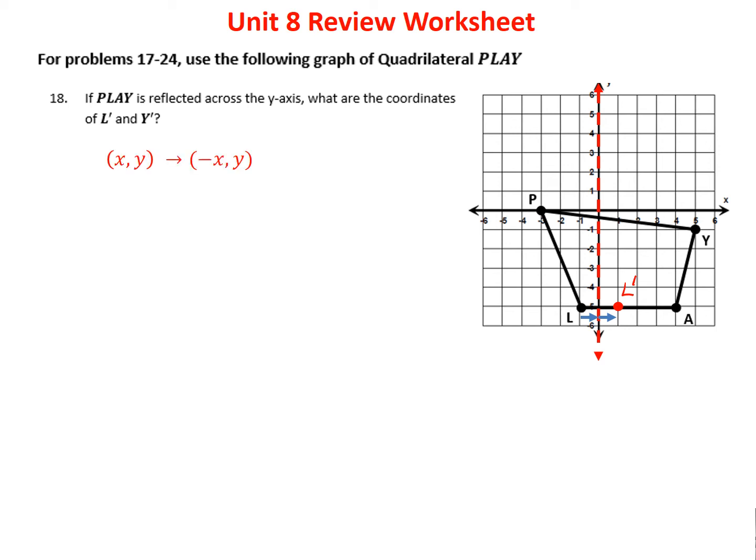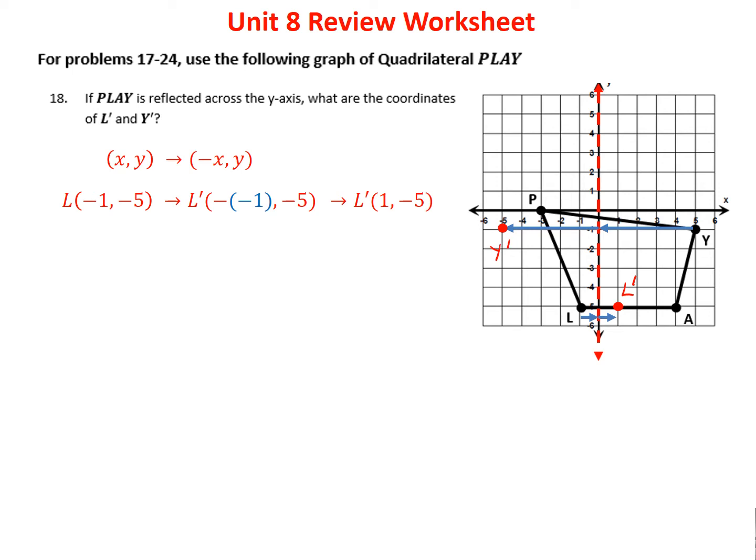Let's check it out with the coordinates, though. If I put in 1, minus 5, the opposite of 1 becomes positive 1. And indeed, that is the answer. On the other hand, when I go from Y, I'm going back the other direction. I go back 5. So I go 5 past the y-axis to this point here. And this is my new Y prime.